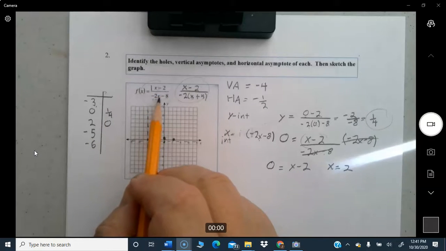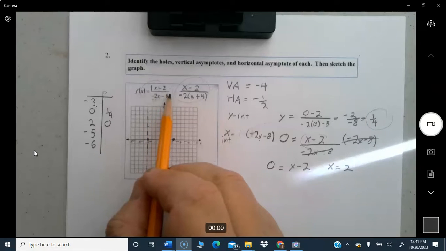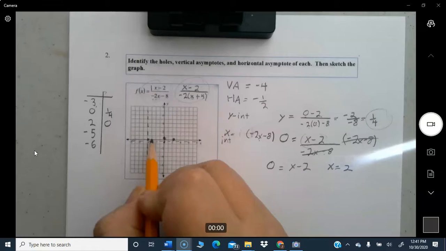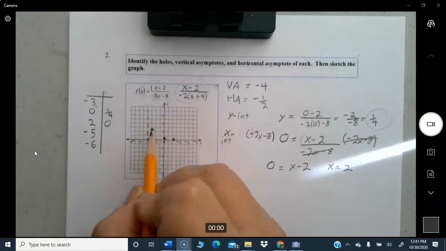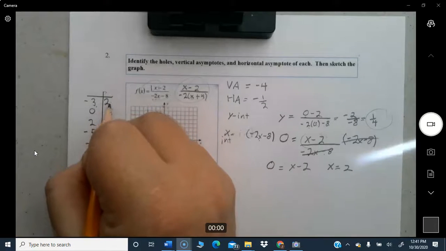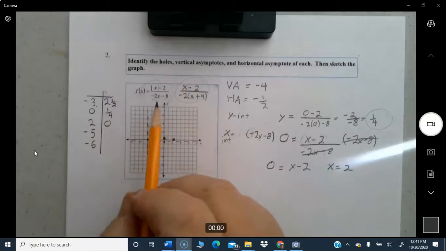And negative 2 times negative 3 is positive 6 minus 8 is negative 2. So I have negative 5 over negative 2. That's positive 2.5. So if I come back here, I go up 1, 2.5 right there. Okay, again, do that on a calculator. Don't try to do it in your head. Sometimes I make mistakes doing it that way too.